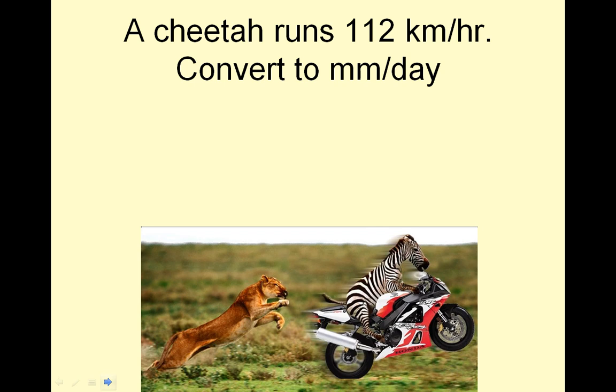A cheetah runs 112 kilometers an hour. Convert that into millimeters a day. 112 kilometers. Instead of doing kilometers per hour, the unit you see in almost all of the books now, and I've got to change my stuff, is kilometers to the -1 hours, which means hours go on the bottom. So it's kilometers over hours, technically 1 hour. I'll put it there this time, but you don't have to.